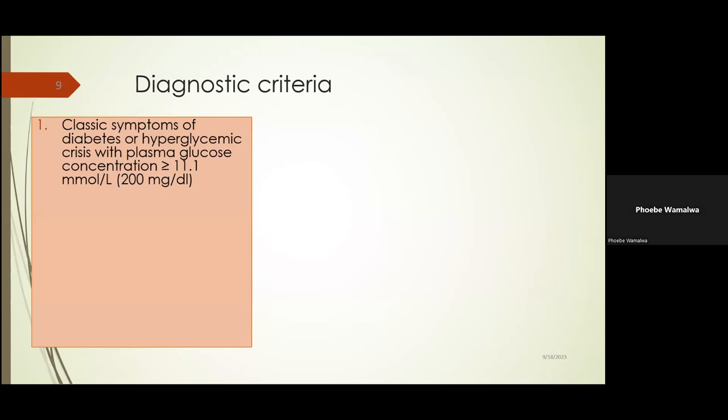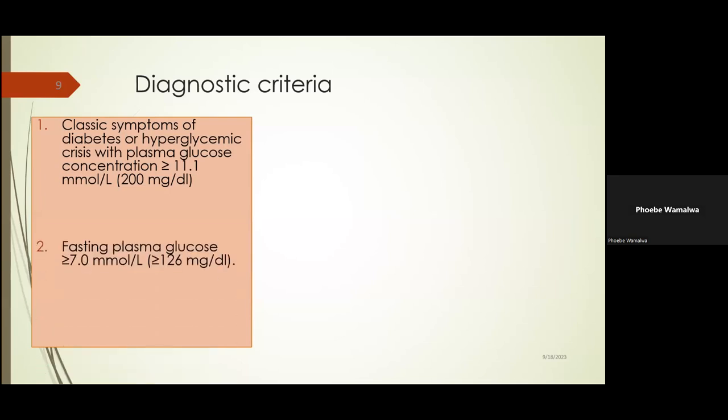So you can make a diagnosis of diabetes if a patient presents with classic symptoms of diabetes, and that is polydipsia, polyuria, weight loss, or the patient could present with a hyperglycemic crisis, which could be diabetic ketoacidosis or HHS, with a plasma glucose concentration of more than 11.1 millimoles per liter. So when you see these classic symptoms and a hyperglycemia of more than 11.1 millimoles per liter, then you can make a diagnosis of diabetes.